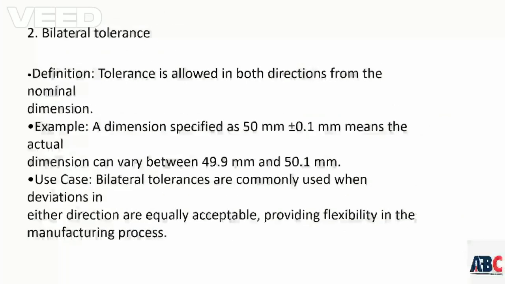Second type, bilateral tolerance. If the tolerance is allowed on both sides of the basic size, it is called bilateral tolerance. For example, a dimension specified as 50 mm plus or minus 0.1 mm means the actual dimension can vary between 49.9 mm and 50.1 mm.